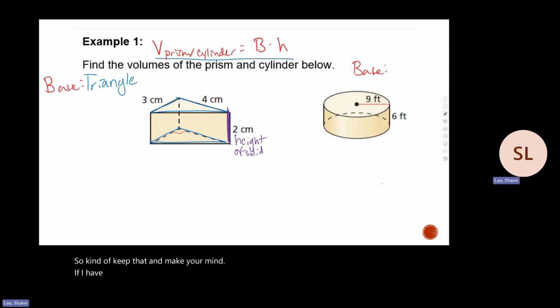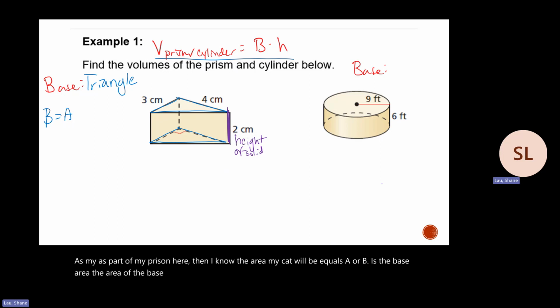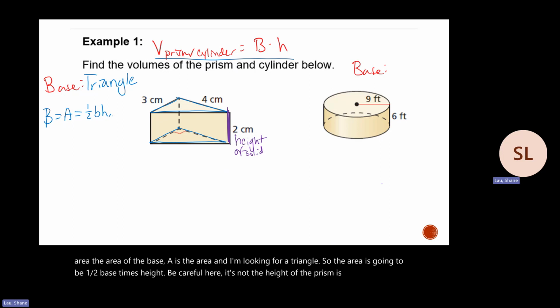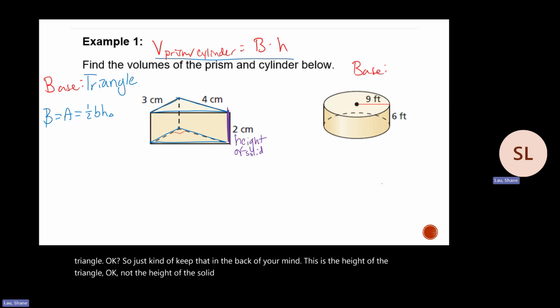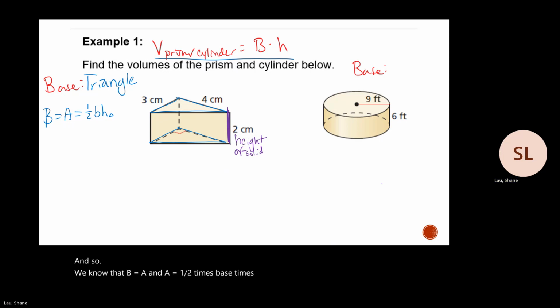If I have the base of a triangle as part of my prism here, then I know that capital B, the area of the base, equals A, the area, and since I'm looking at a triangle, the area is 1/2 base times height. Be careful here, it's not the height of the prism, it is the height of the triangle. This is the height of the triangle and not the height of the solid. So B equals A and A equals 1/2 times base times height, and looking back at my equation for volume, it just says capital B times H.